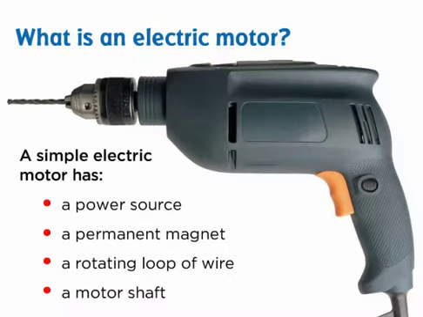A simple electric motor has a power source, a permanent magnet, a rotating loop of wire, and a motor shaft. A motor shaft is a rod that can spin and move.